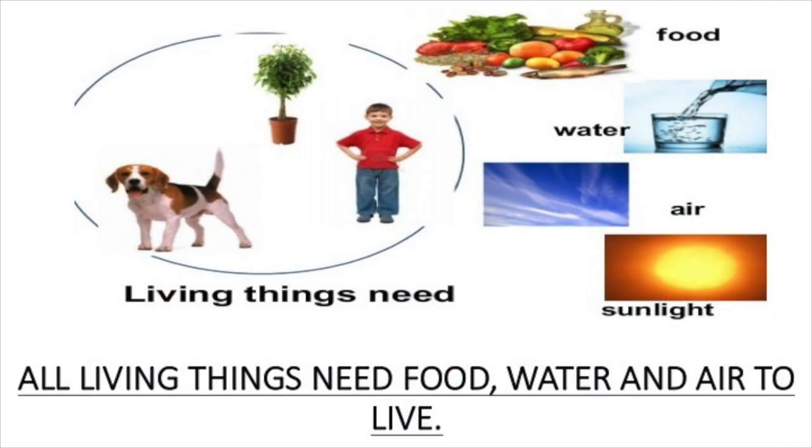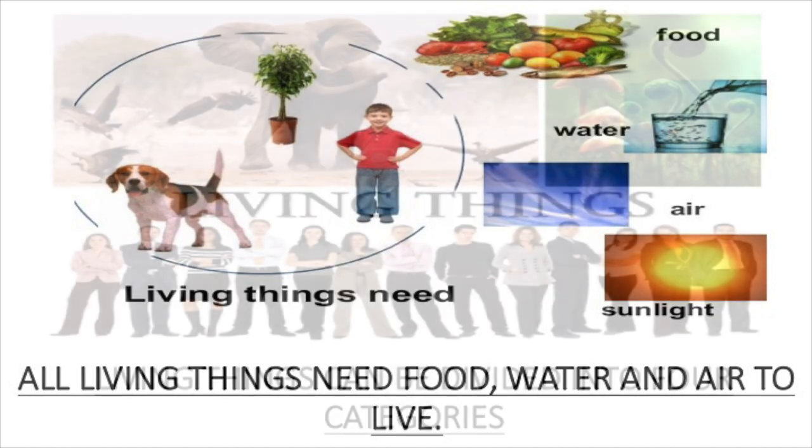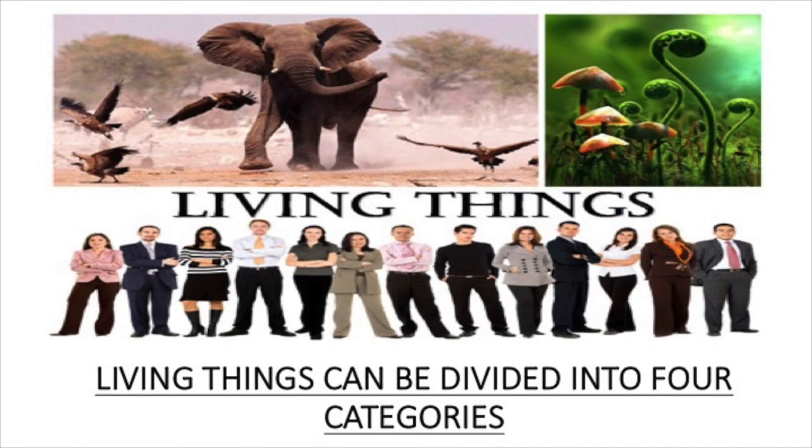All living things need food, water, and air to live. These are the four things that all living things need. Food, water, and air. Living things can be divided into four categories.